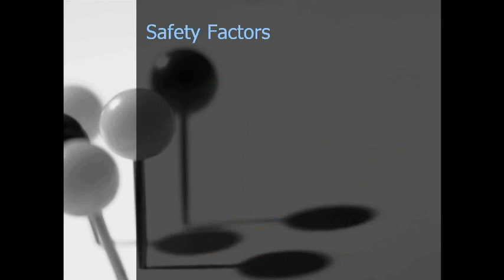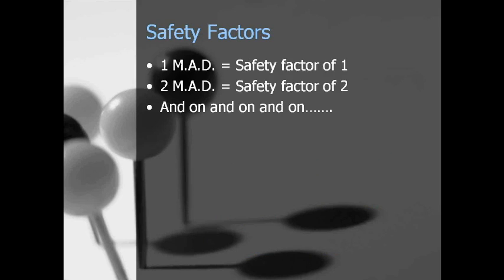Now, we need to talk about safety factors. Safety factors are a byproduct of the mean absolute deviation. One mean absolute deviation is a safety factor of 1. 2 mean absolute deviations is a safety factor of 2. And it goes on and on and on. If you get a book on statistics, they have chart after chart after chart that will give you the safety factors for any mean absolute deviation.